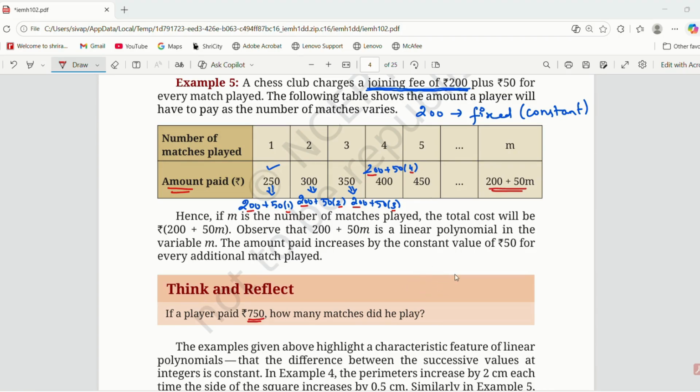So 550 divided by 50 equals x, where the zeros get cancelled, which gives 11. So this implies that x equals 11, which means if he is paying rupees 750, he played 11 matches. How many matches did he play? 11 matches. So this is our answer. The question is, how many matches did he play? He played 11 matches.